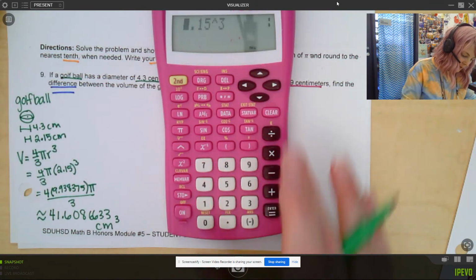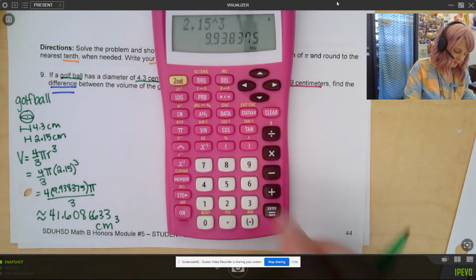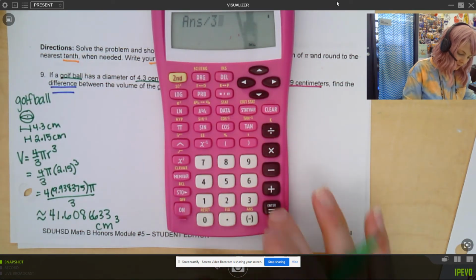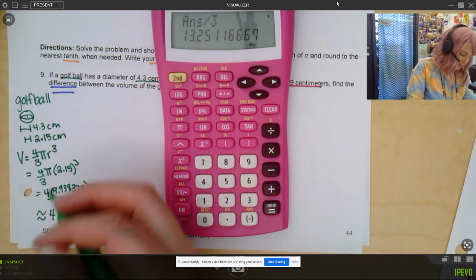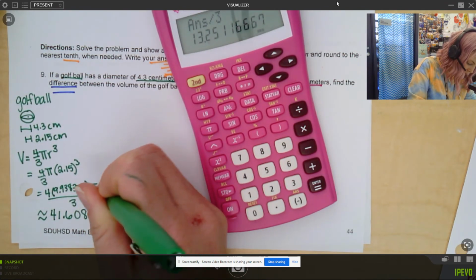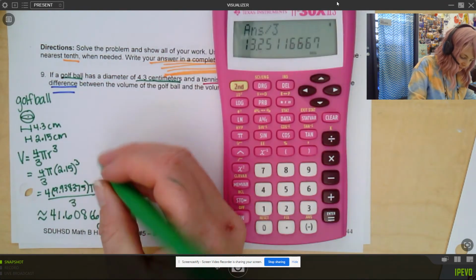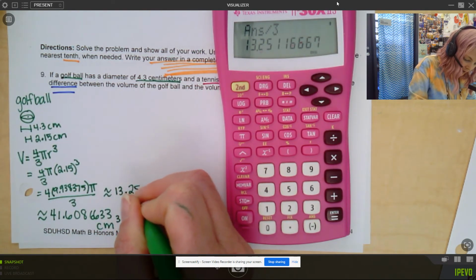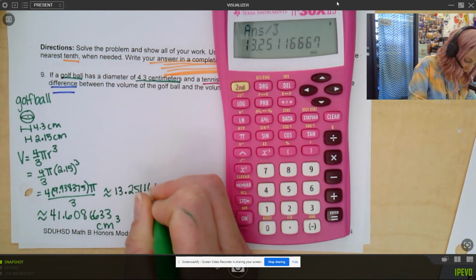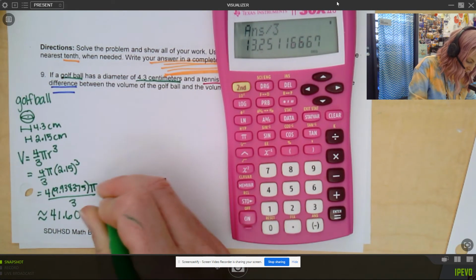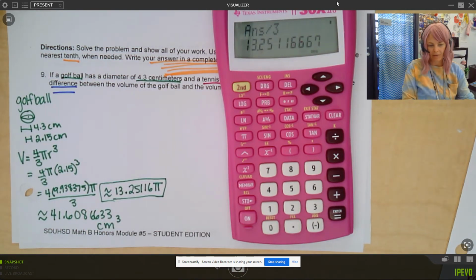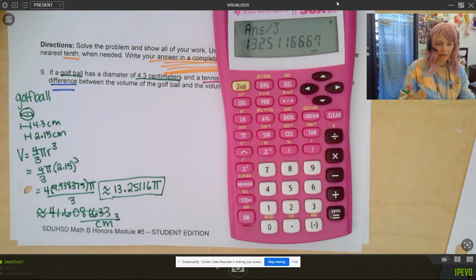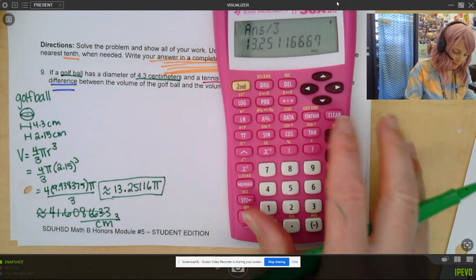So I'm going to take 2.15 cubed. I'm going to take this number, times it by 4, and divide it by 3. And instead of multiplying by 3.14, I'll use this. So I know that this is approximately 13.25116 pi. I'm going to use this number just so it's a little bit less of an approximation than this next number. But I should get pretty much the same answer since I went so many decimal places.